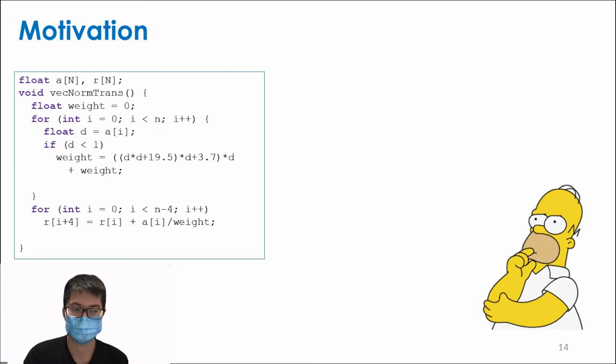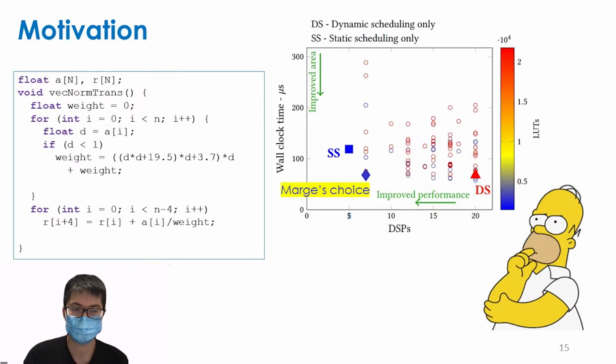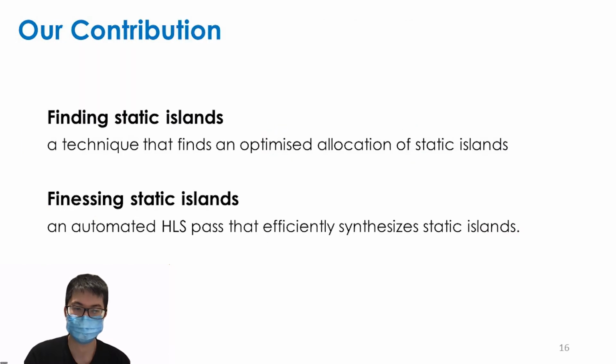What should Homer do? If we try exhaustive search, there is a huge search space for such a small piece of code. We may even get a large and slow design if we select inappropriate constraints. People like Homer are suffering from selecting these static islands and cannot really benefit from today's DOS. We propose an automated tool to avoid such pain in manually finding static islands.